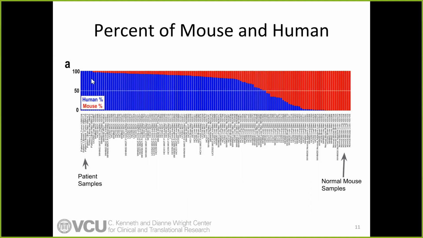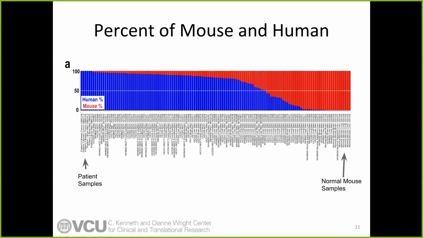So here we can see that these are our 6 patient samples. They all have 100% human reads. And at this end of the spectrum, we have all of our mouse normal samples. They're 100% mouse. And in between, you have the different types of PDX samples that we extracted.